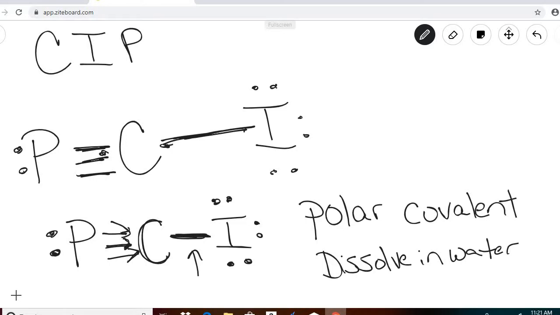So its shape would be linear. So we would draw this exactly like that. It's a linear shape. It would be a polar covalent molecule. Okay, so that takes care of numbers 1, 2, 3, and 4.